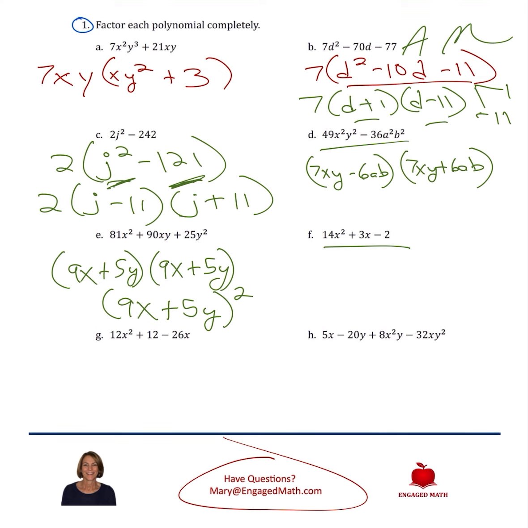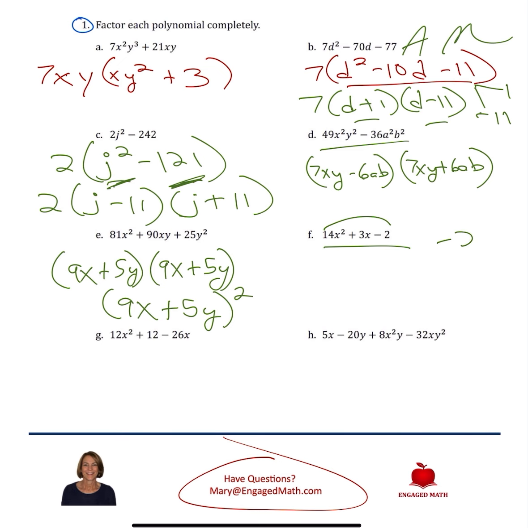Okay, this next one, there's no greatest common factor. And this is one where we can't just do AM. Nope. We would if the coefficient on the x squared term was a 1, but it's not. It's a 14, making our lives much tougher for this problem. So what we're going to do is split the middle term.